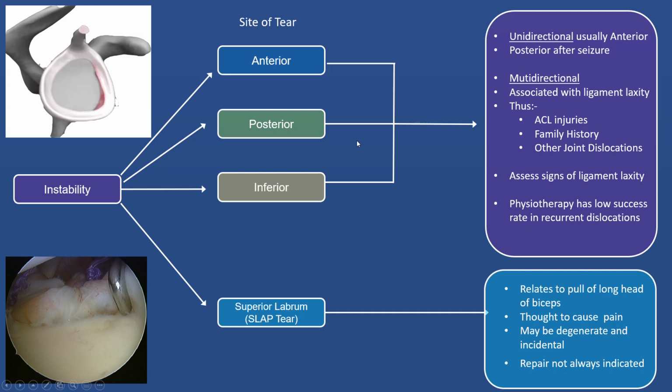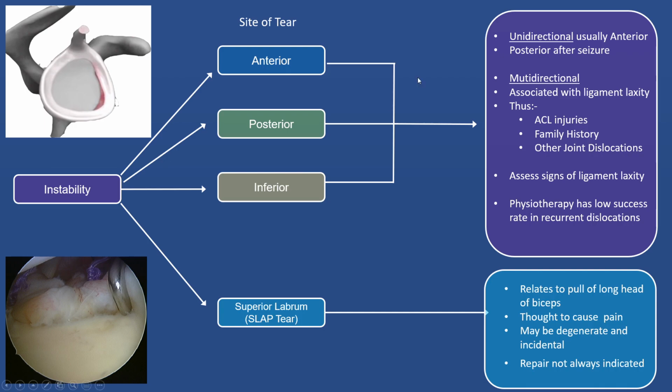95% of dislocations in the younger age group will go on to get recurrent dislocations. Sorry, that's 85% of dislocations in the young age group will go on to get more recurrent dislocations unless treated. And as such, there is a good argument for treating them early. Of course, recurrent dislocations can lead to secondary arthritis.